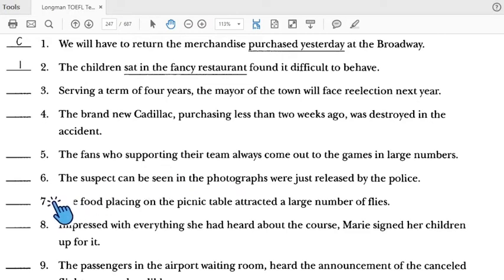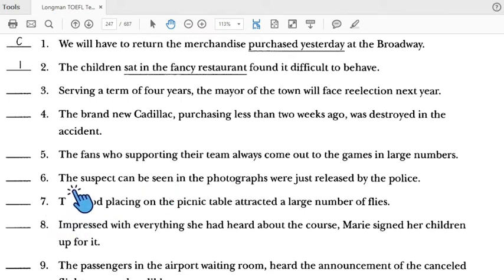Number 6. The suspect can be seen in photographs were just released by the police. It's the same case as number 5: subject, verb. It is reduced, but they don't reduce "were". Last time they didn't reduce "who"; this one they only reduce the connector, not "be". We have to reduce both of them if we meet "who" with "be", or "who" directly with a verb, so we change the verb to "-ing".